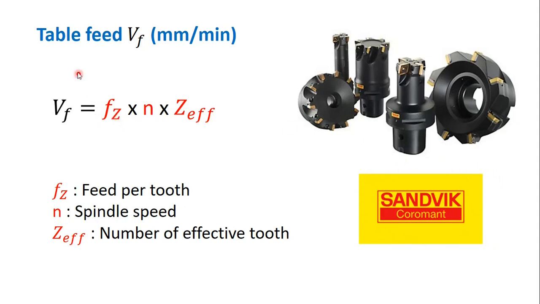Okay, so first is table feed. Table feed is given by Fz into n into z effective. So what is Fz? Fz is nothing but feed per tooth.